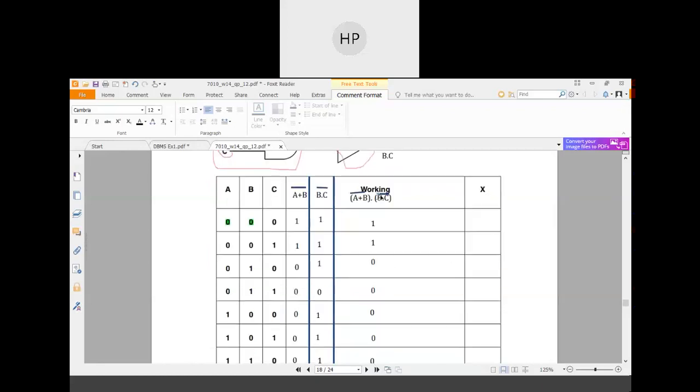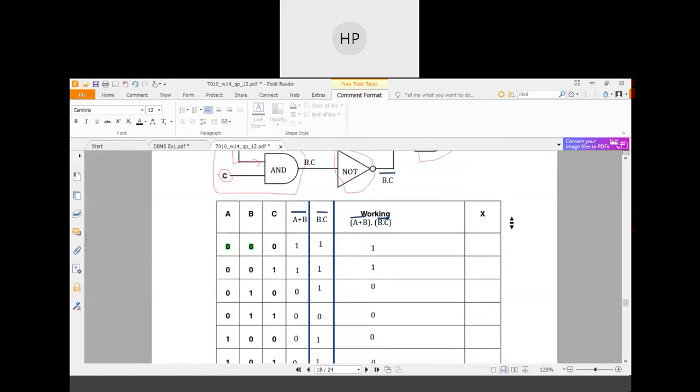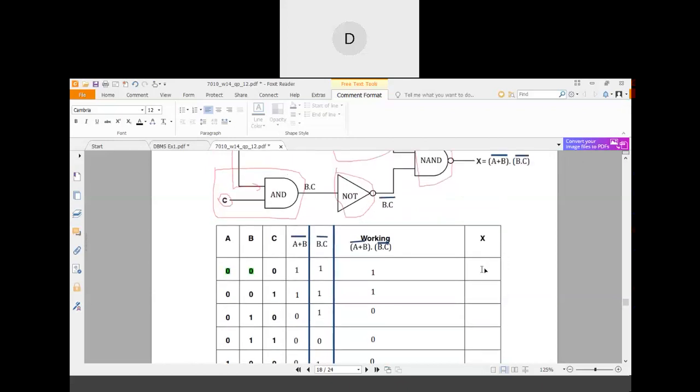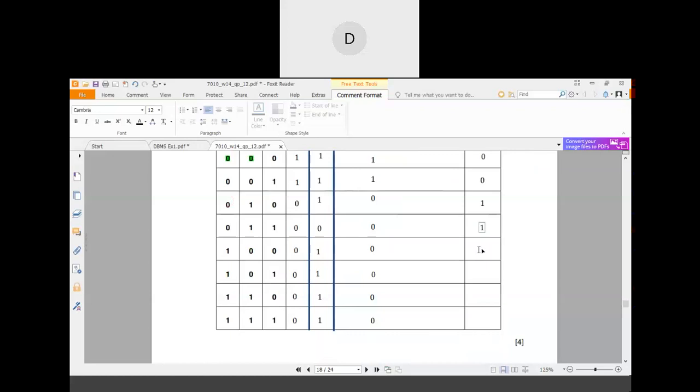Now we need to find the value of x. We have already found the output for x, which is the inversion of this particular value, (a plus b bar) dot (b dot c bar), isn't it? Yes, sir. Now what are the values of x if we invert the values of a plus b bar and b dot c? 1 becomes 0. 0, 0, 1, 1, 1. Exactly. 0, 0, 1, 1, 1.